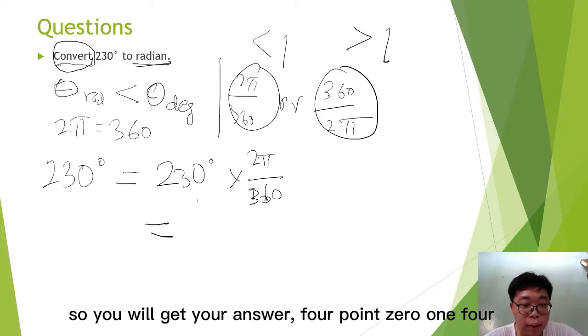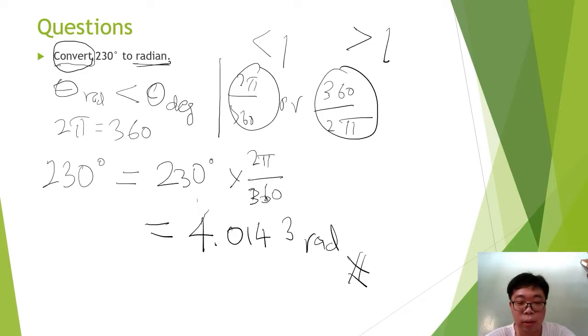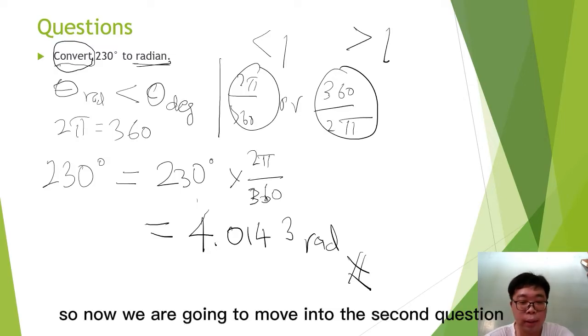So you will get your answer, 4.0143 radian. Okay, so this is the answer for the first question. Now we are going to move into the second question.